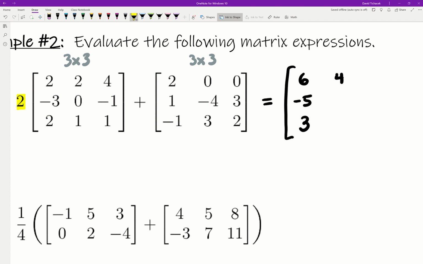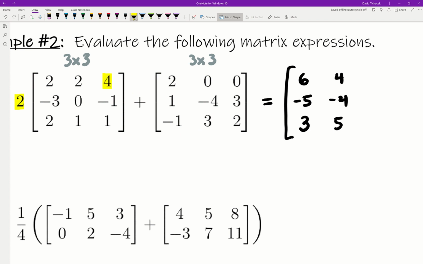We have 2 times 0. Plus -4. That is going to be 2 times 0, which is 0, plus -4 is going to give us -4. And then we have 2 times 1 plus 3. 2 times 1 is 2, plus 3 is going to give us 5. Okay? And then we'll do that last column here, right?